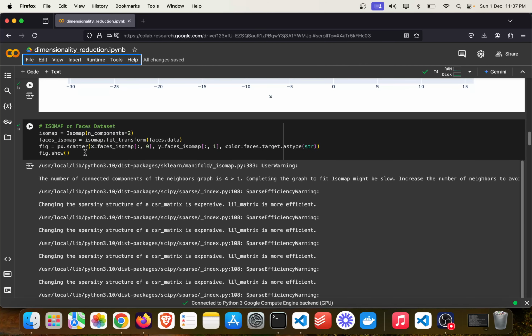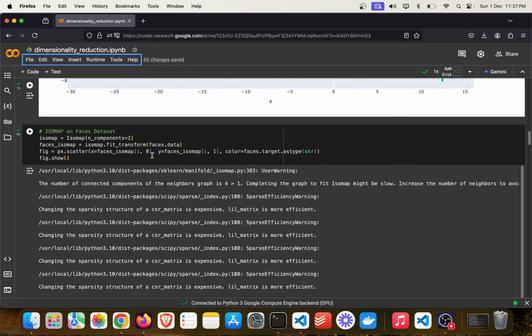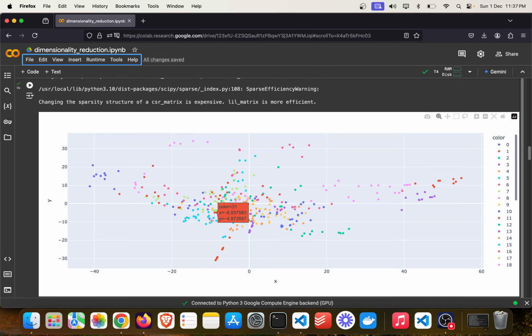The third technique is Isomap. Isomap is a manifold learning technique. It's ideal for data sets where data points lie on a curved manifold. So for this we are using the faces dataset. You can see the scatter plot here.